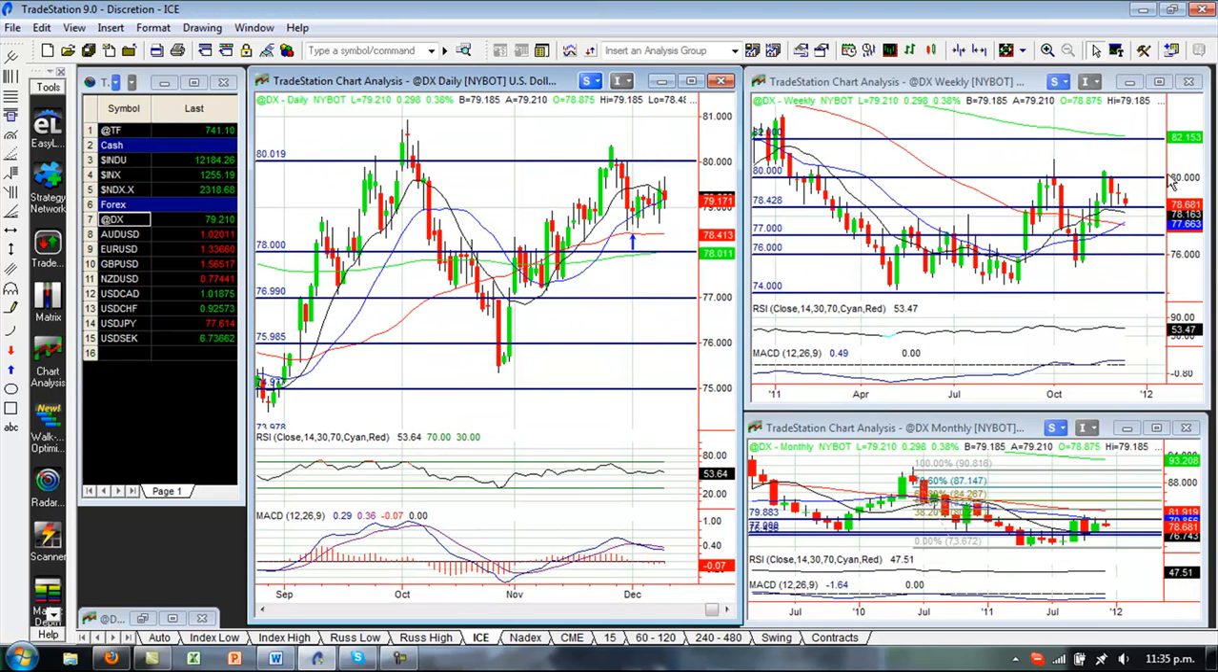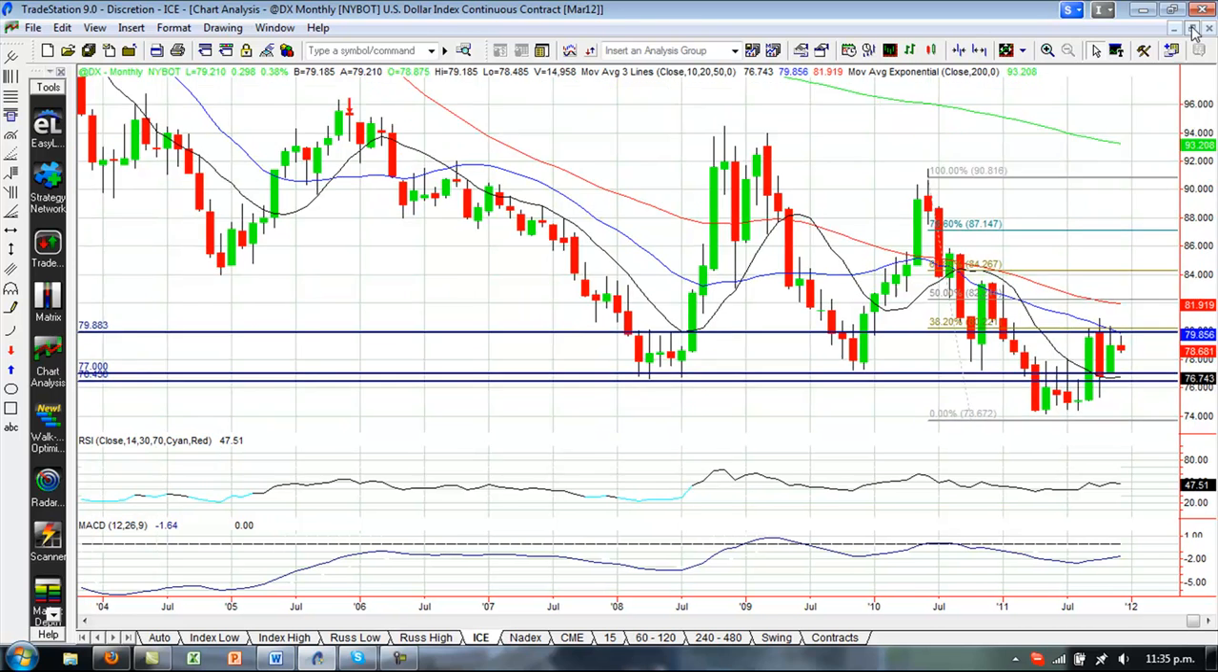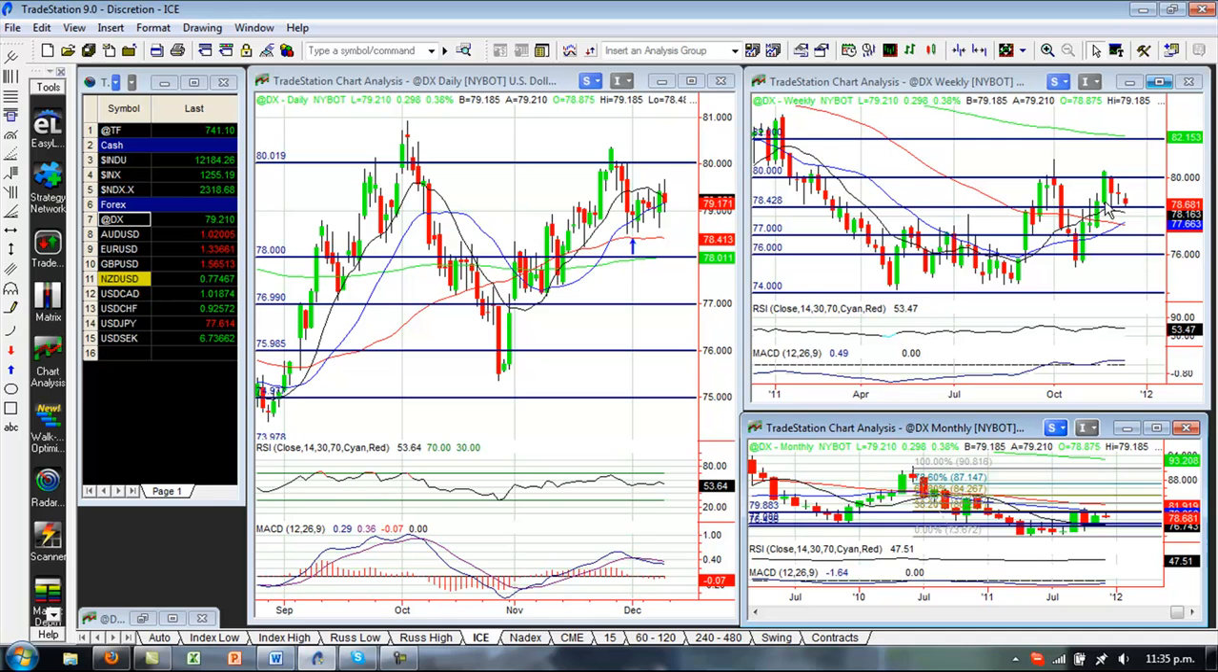My bigger picture view is I think we'll get down towards 77. I think we'll test therefore the lows of this monthly candle, and if we break those, then I think we'd be coming down towards 74. At the moment, though, just need to watch this. Firstly, we need to see the break of the weekly lows around 78.40. If we can break down through there, then I think 77 is on the cards. That's what I'll be looking for, potentially even in the lead up to Christmas.